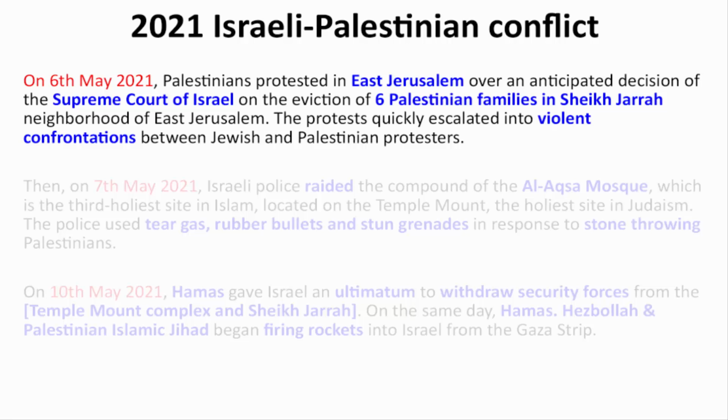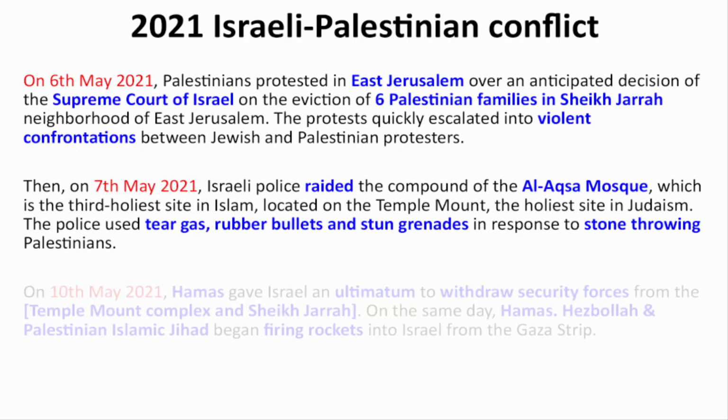As far as the first problem goes, the property dispute in Sheikh Jarrah, I hope now this problem is much clearer to you and I hope you have gained some perspective. Now let's look at the second problem, the Israeli police raid in Al-Aqsa mosque.